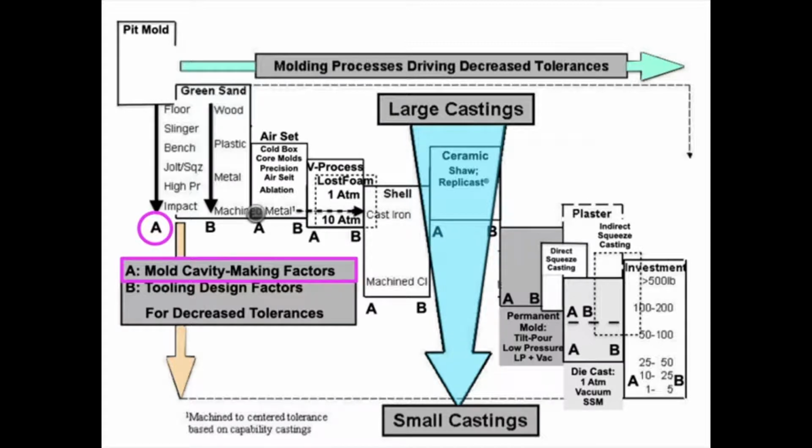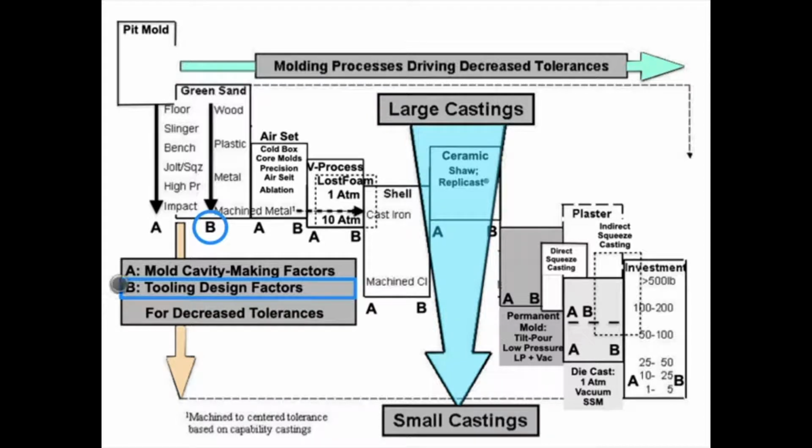Now let's take a look at that letter B in the gray box, tooling design and construction factors. Within each rectangle that defines a mold cavity making process, the letter B and its vertical arrow refers to how the tooling for that process is designed and built. Across all the mold cavity making processes, tooling design and construction has the most significant impact on tolerance capability, generally even more than mechanization and automation of the process.